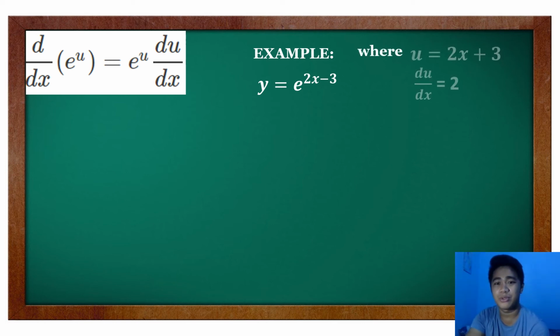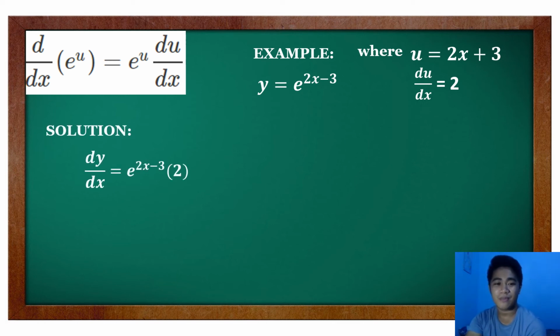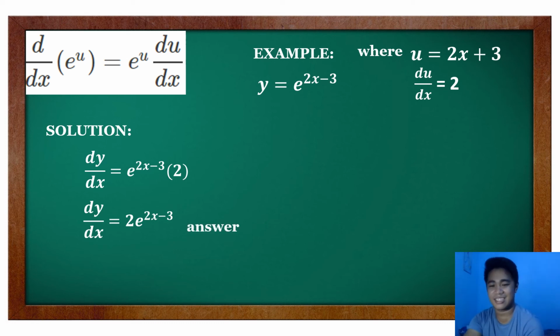So all that you have to do is first know the u and the d over dx, and of course it's very obvious that your u, or your exponent, is 2x minus 3, and differentiating that we have 2, alright? So our solution there is you just copy the original equation, which is e to the power of 2x minus 3, and then you multiply it by d over dx, and that is 2, right? So that is very easy. You just rewrite this because that's the simplified equation. So that is now our answer, alright? So this is the easiest formula here in the logarithmic and exponential functions.